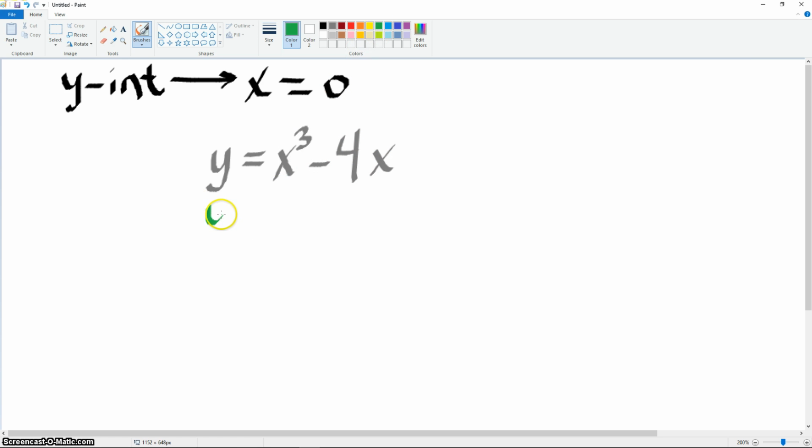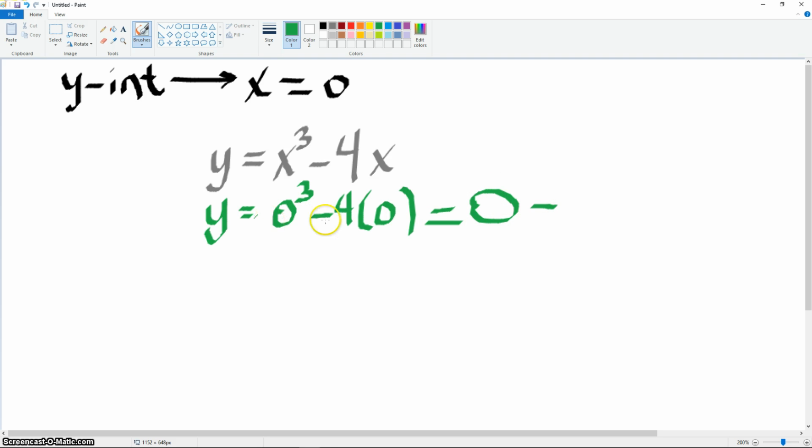And when you plug in 0 for x, you get 0 cubed minus 4 times 0, which gives you 0 cubed is 0, minus 4 times 0 is 0, and 0 minus 0 is 0. So your answer for this one is that x is already 0 to begin with, comma, and whatever you got for y, which in this case is 0.